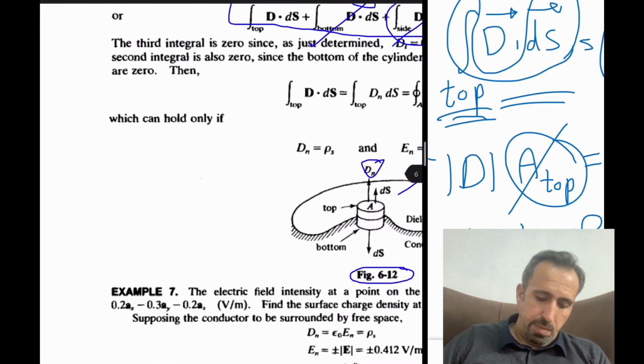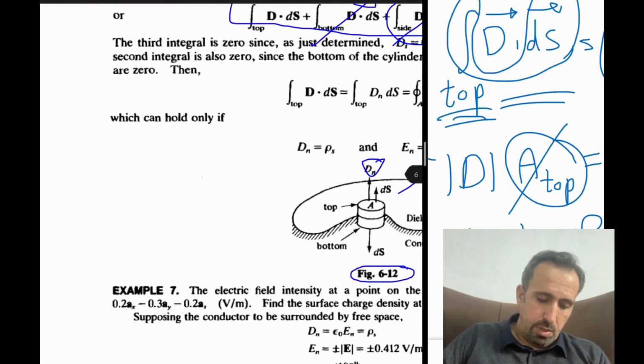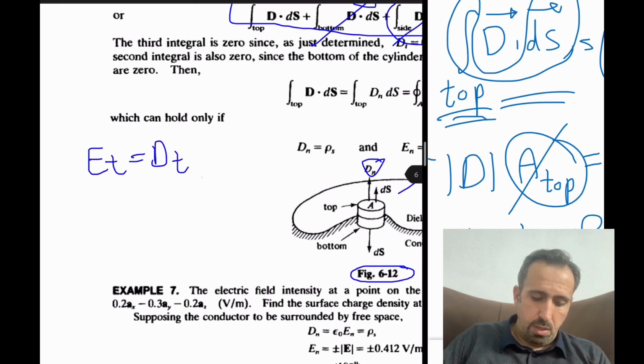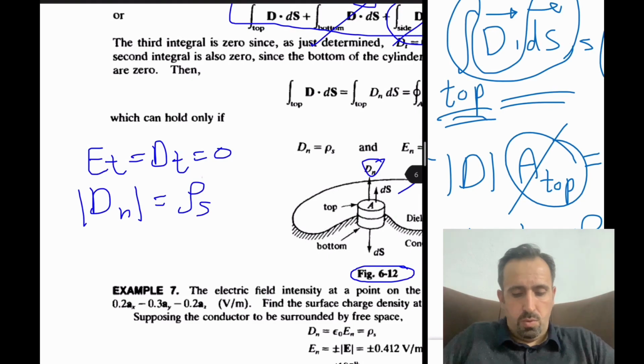And now may I summarize whatever was concluded here, that E tangential equals D tangential equals 0, and D normal, but D normal here is this, will be equal to rho S.